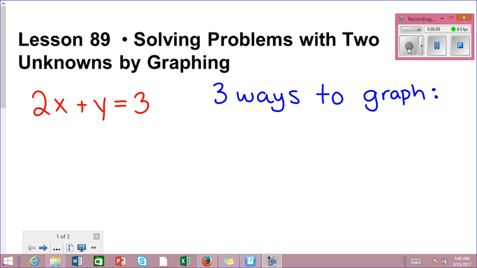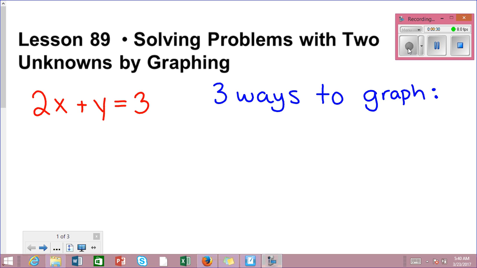So if you didn't get that picture there, we're going to be graphing today. Make sure you have some graph paper or that you're able to create some grid paper in your notebook. We're going to start with this simple problem with two variables, 2x plus y equals 3. And I want you to recall the three ways to graph this equation.